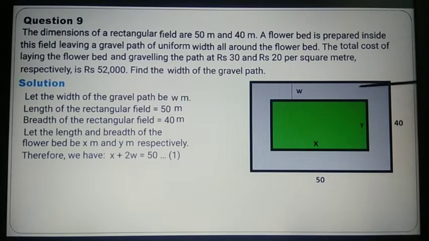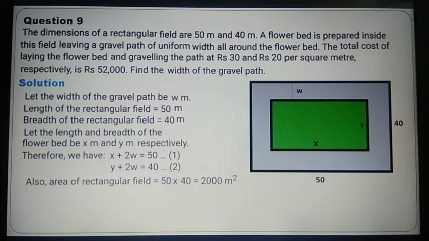Similarly, from here to here is w, from here to here is w. So from here to here it is going to be w plus y plus w, which is y plus 2w, and it's going to be 40. Okay, let me call this equation 2. Fine. So let us see what are the other things given here.